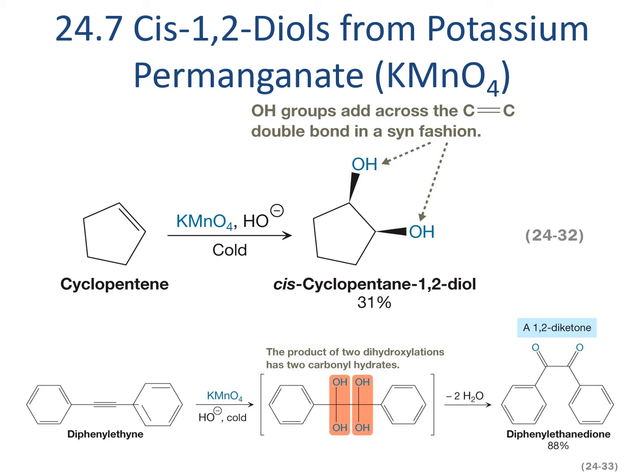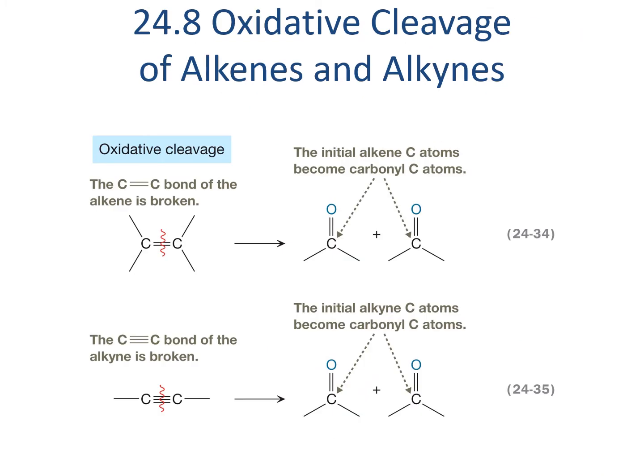this time in really excellent yields. With a little more energy, permanganate can go through a slightly different reaction after the initial cycloaddition, a cycloelimination. Despite the sound of that, these are not the reverse of each other, and the resulting product is oxidative cleavage. We break both sides of the alkene or the alkyne apart into two carbonyls. You can kind of think of this as the opposite of a Wittig reaction.